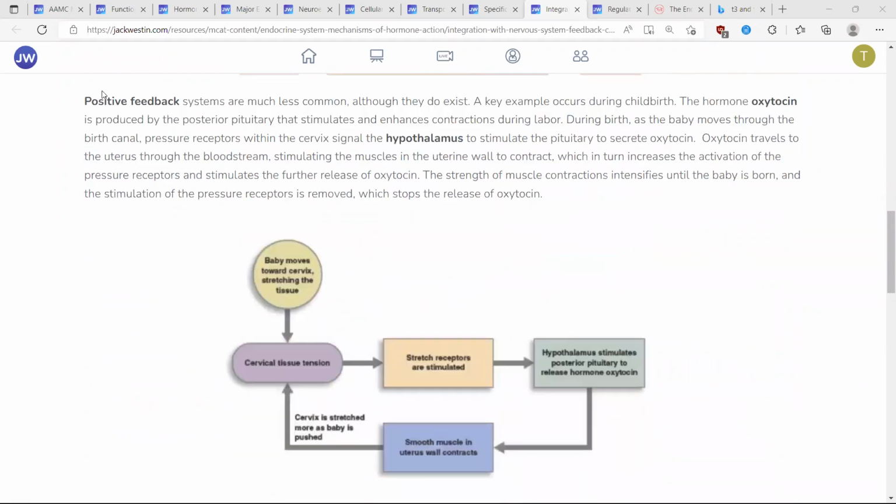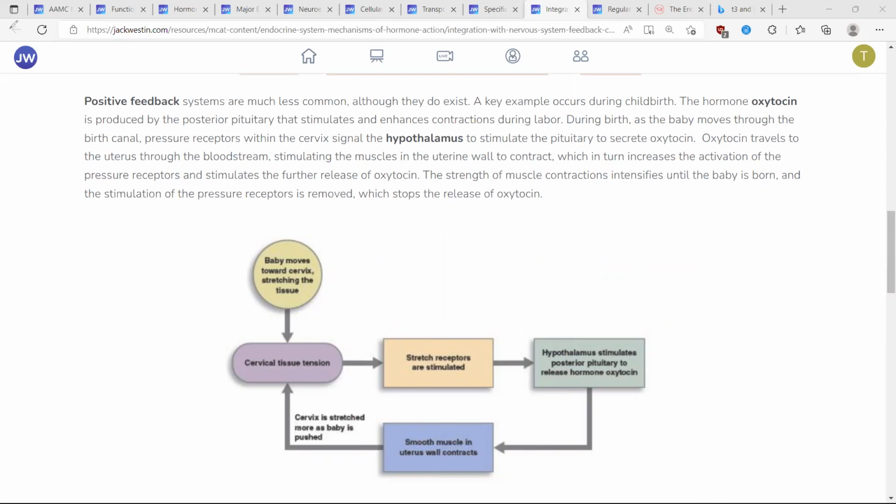And this was what I was talking about with the positive feedback with the oxytocin. When the baby is heading towards the cervix and it's causing stretching, the stretching is going to lead to the release of oxytocin. And this is a positive feedback loop. It's not limiting it as it happens. It's just causing it to happen more and more and more, right? It's just continuously looping. And so that's going to lead to the eventual childbirth because the contractions keep increasing.